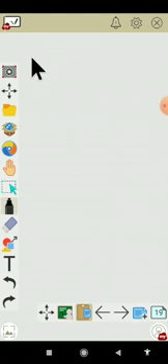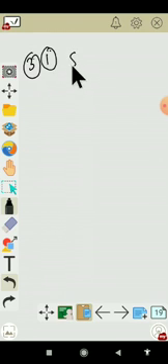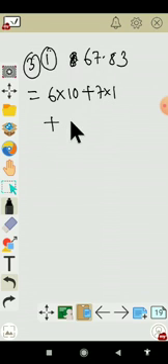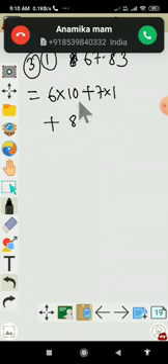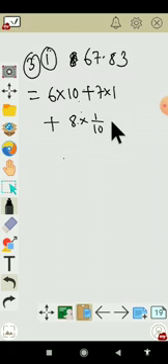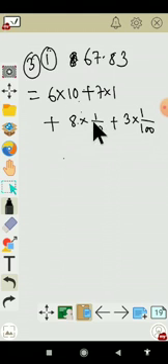Take another question, 67.83. How do you write this one? 6 into 10 plus 7 into 1 plus 8 into 1 by 10 plus 3 into 1 by 100. So this will be the expanded form.